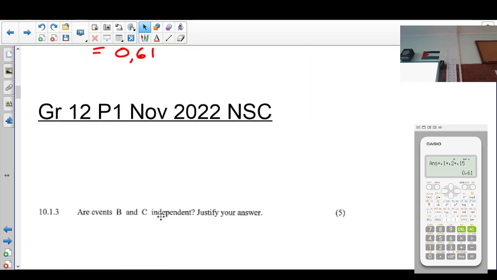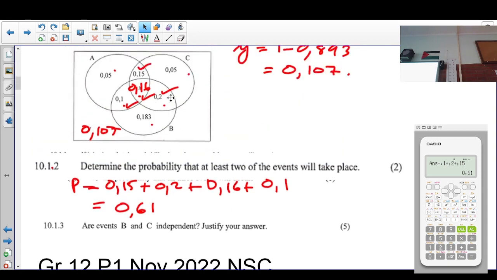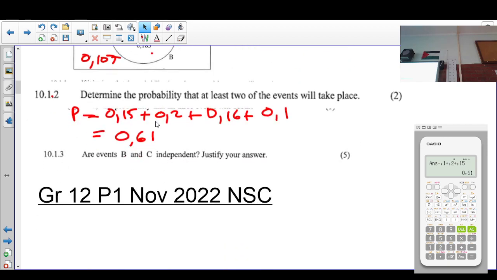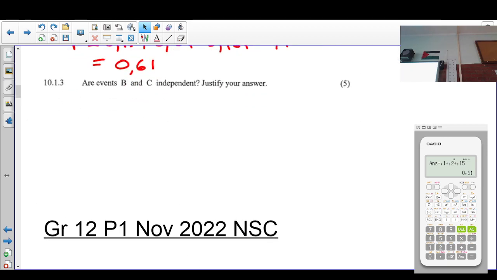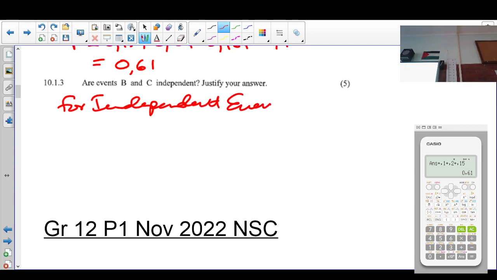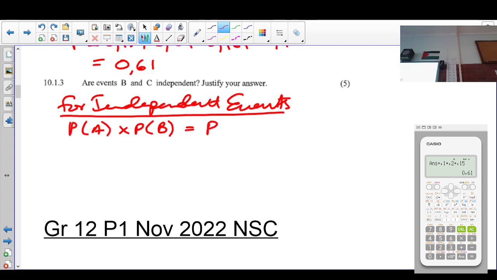Are events B and C independent? What do we know happens for independent events? The probability of A times the probability of B, if that is equal to the probability of A intersection B, then they are independent. In this case, it's going to be B and C.